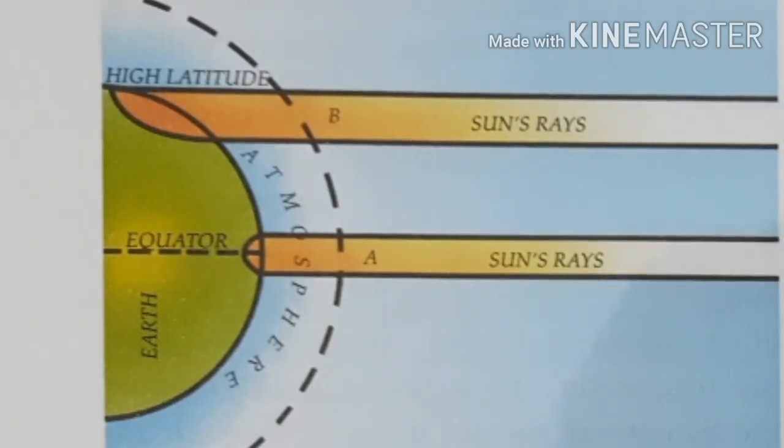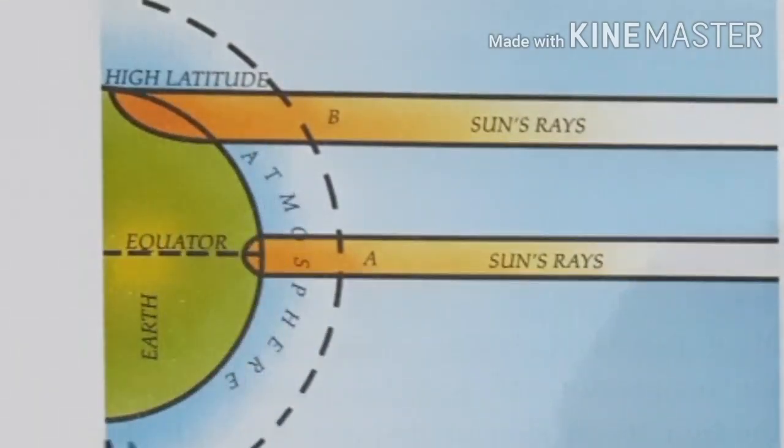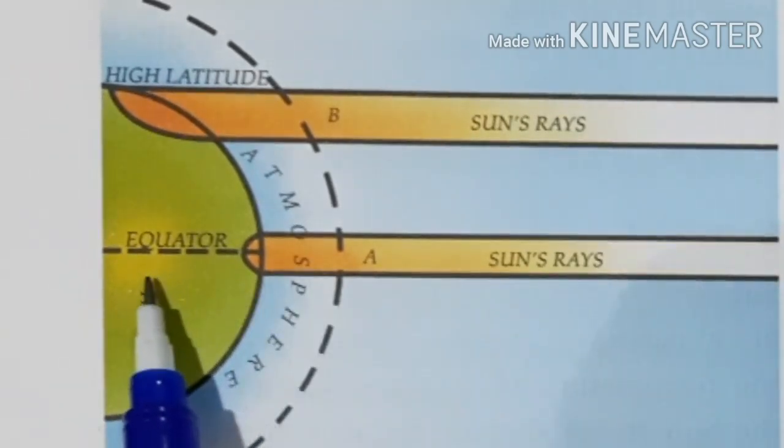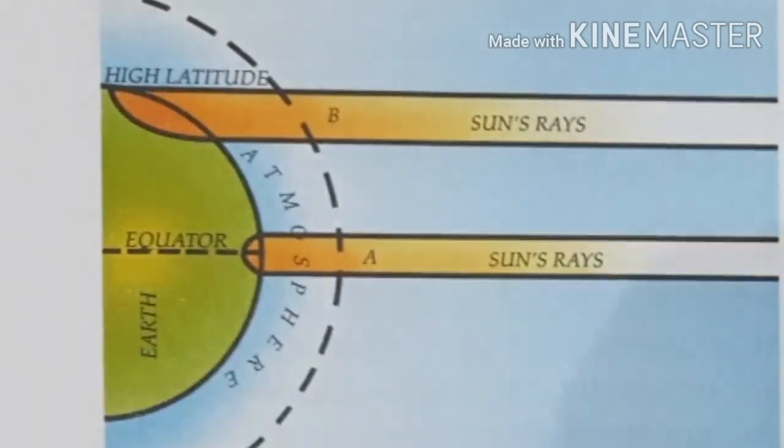Sunshine is an important element of the weather and climate. The sunshine received by the earth's surface follows different patterns. It is mainly related to the circular shape of the earth. So you can see here the sun's rays coming to the surface of the earth in a vertical pattern, because the sun is a very large heavenly body compared to the earth.